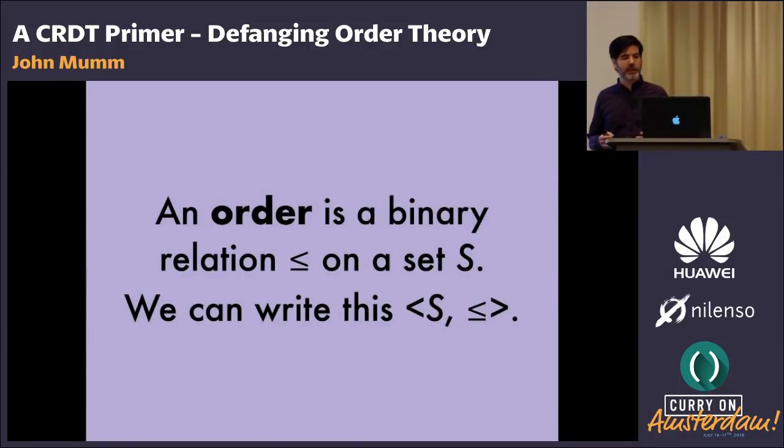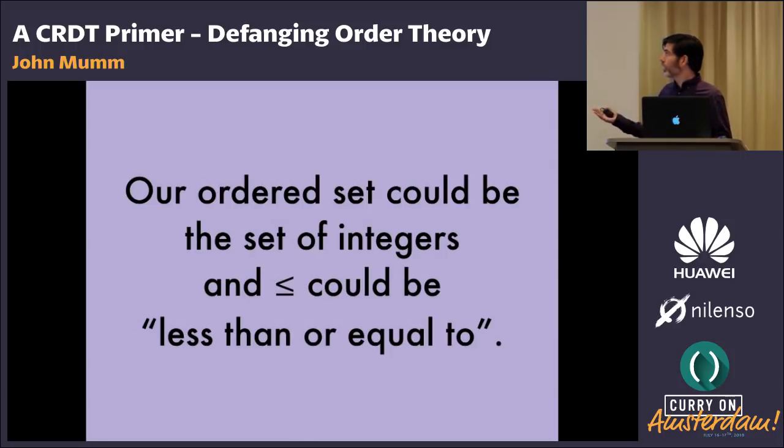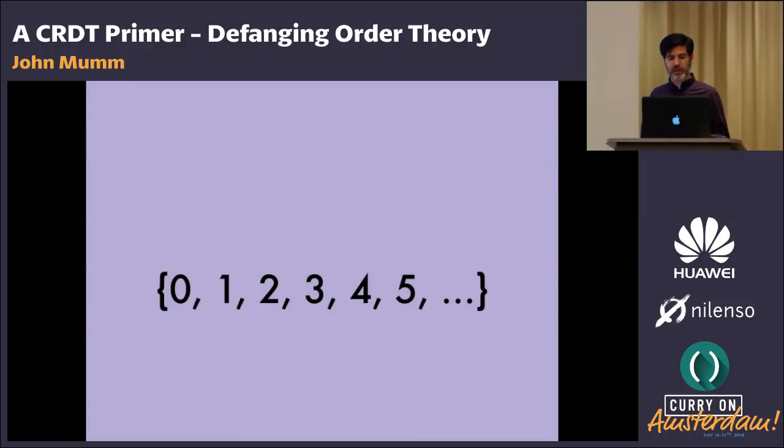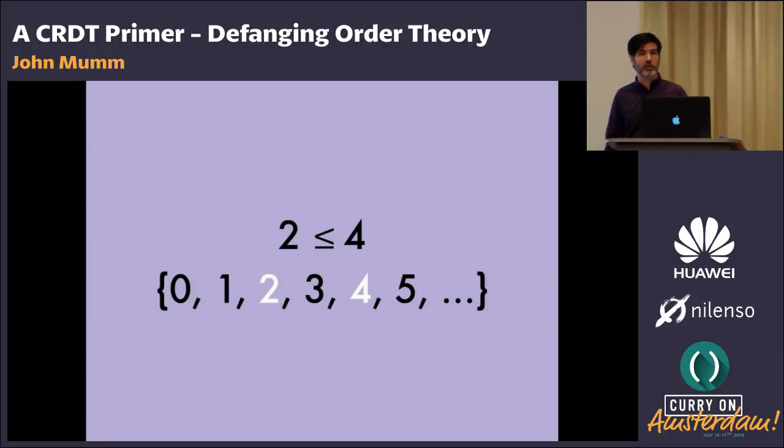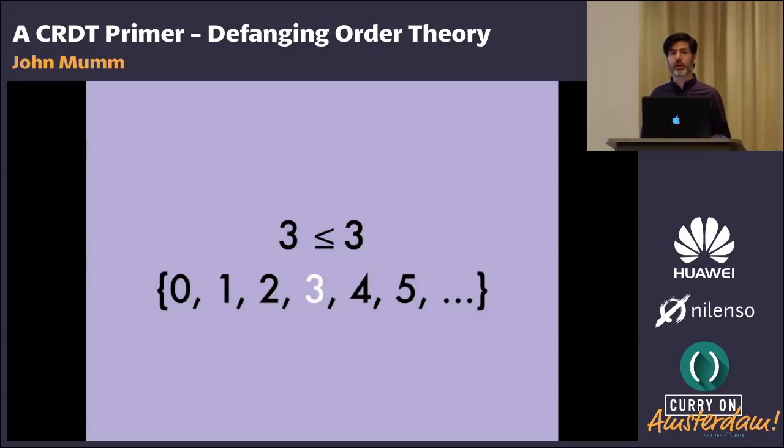An order is a binary relation on a set. So we can think of the familiar less than or equal to on integers, and we're going to represent this relation with this less than or equal to sign. So our ordered set could be the set of integers. Our relation could be less than or equal to, and it's going to look something like this. We write our integers left to right, 0, 1, 2 forever, and then we can compare elements in this set using our relation. So 1 is less than or equal to 5, and 2 is less than or equal to 4, 3 is less than or equal to 3. And the idea is that this relation is putting these elements in order, this left to right order.